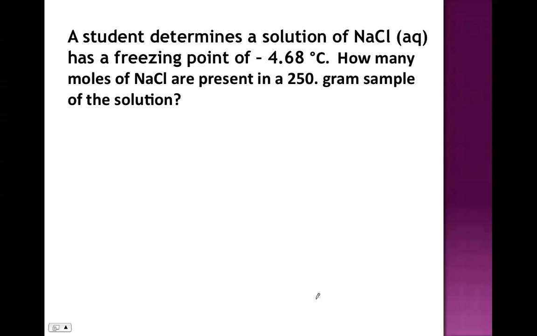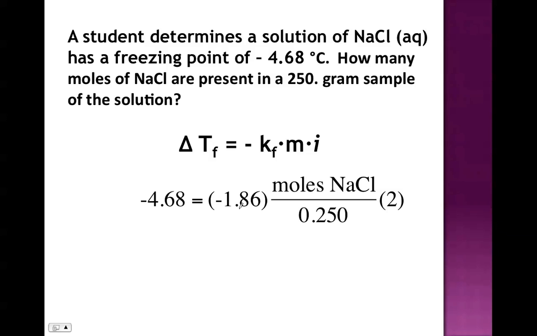All right, in our next example, we're going to be working with freezing point. A student determines that a solution of sodium chloride has a freezing point of negative 4.68 degrees Celsius. How many moles of NaCl are present in a 250 gram sample of this solution? So we're going to be working with our freezing point. Now we went from 0 to negative 4.68, so that's going to be our delta T. We have our constant that was given to us before. Again, m is going to be this part of our equation, moles of NaCl, that's our missing value, over kilograms of my solution, which is this amount here, 250 gram sample.